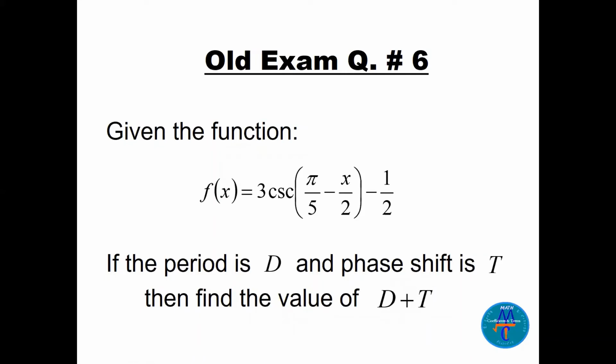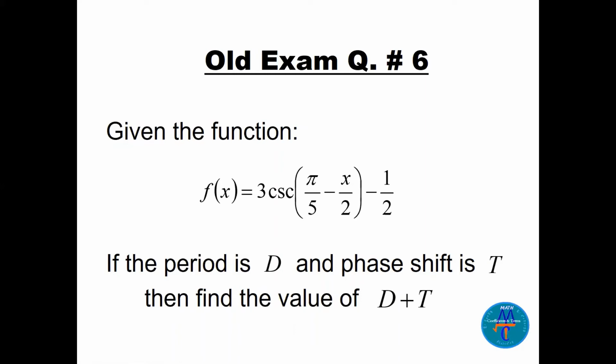Question number 6 is a really nice question because you have to do some work here. You can try it, please. If this is one of the nice questions, you can try before you see the answer if you like. 3 cosecant of pi over 5 minus x over 2. Outside we have minus half. Now, if the period of this function is capital D and the phase shift is capital T, let's find the value of capital D plus capital T.